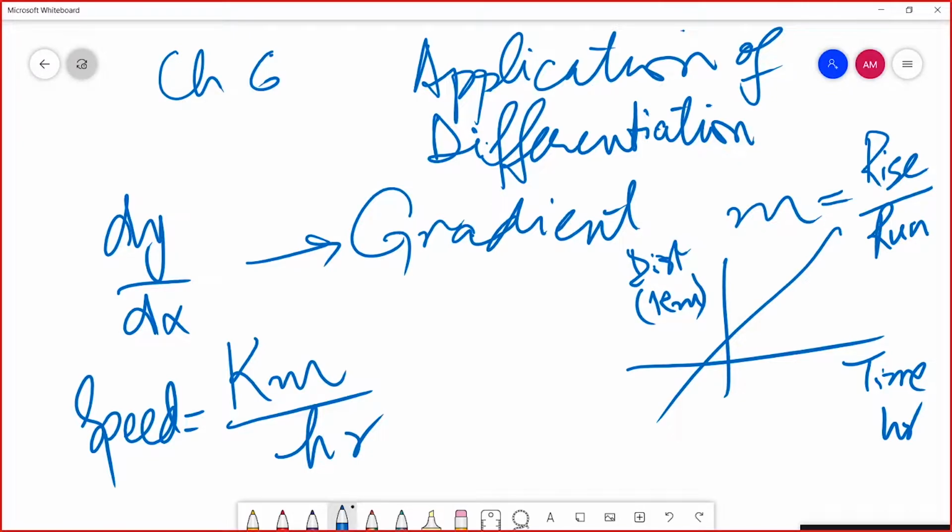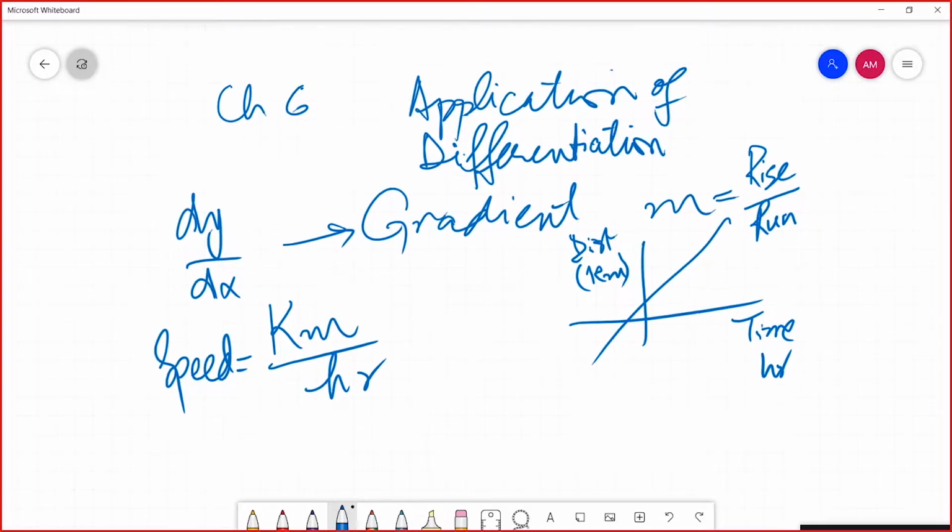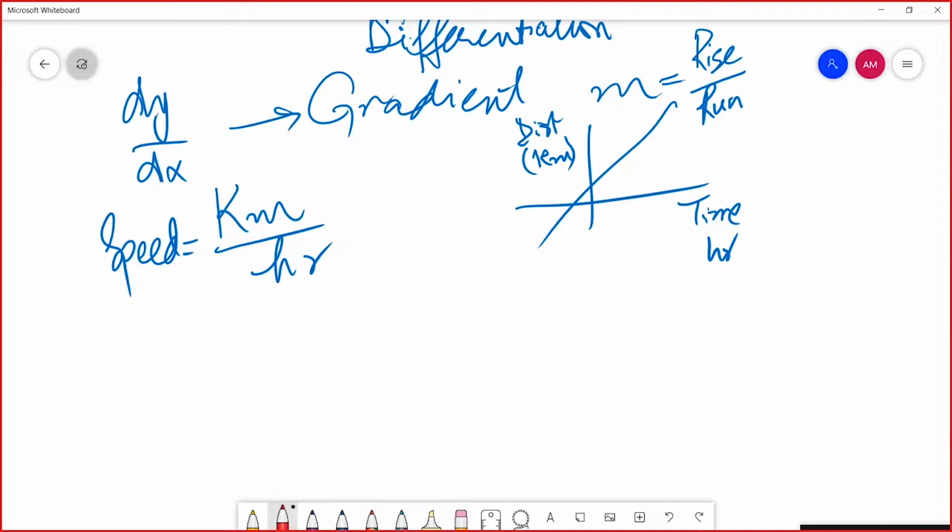That's interesting. So it means differentiation gives you the rate of change. Do you understand that? Hello? Okay, let me ask you a little tricky question now.